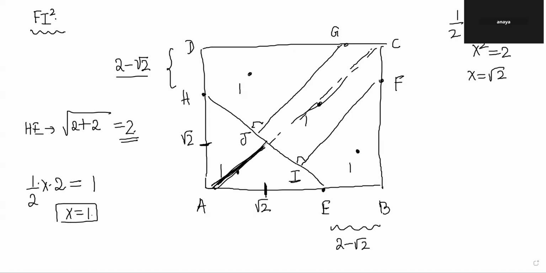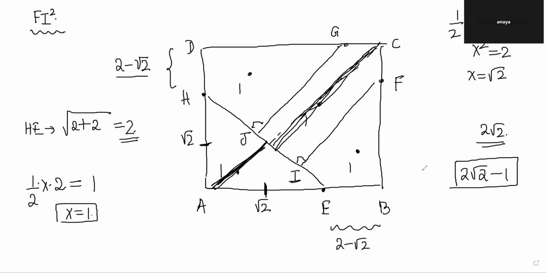This part is 1, then this part would come for us, right? Because the overall diagonal would be 2 root 2, right? Do you understand what I'm saying? So this part here is going to be 2 root 2 minus 1, right? Yes.